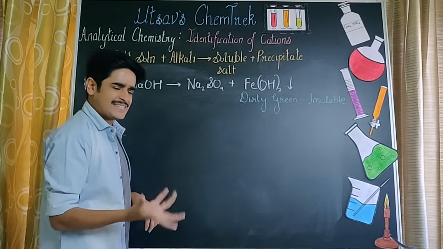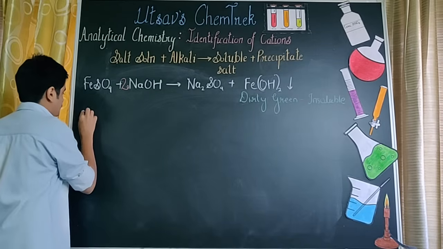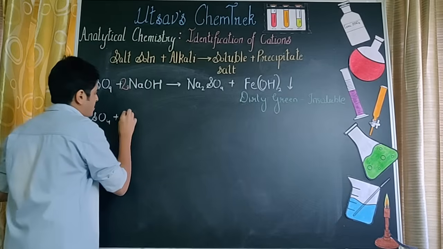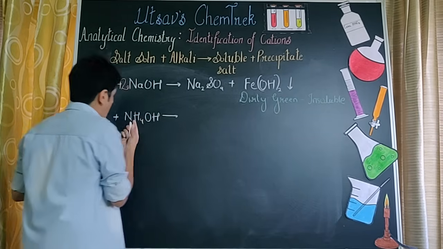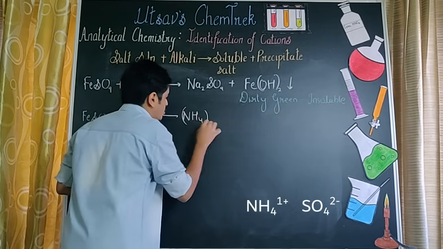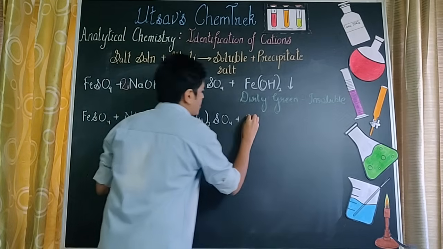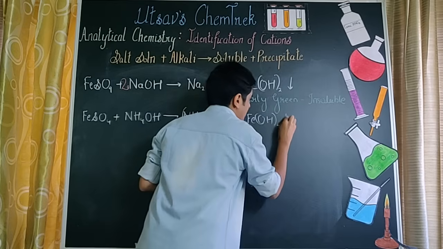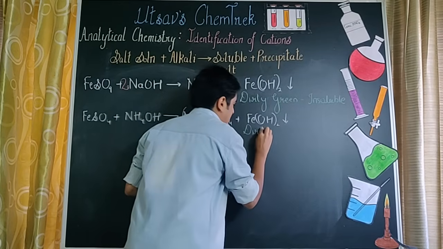I can do the exact same thing with ammonium hydroxide. So let's start with ferrous sulfate again. That's your FeSO4. Rather than using sodium hydroxide, I use ammonium hydroxide as NH4OH. Ammonium goes with sulfate, I get (NH4)2SO4. Fe again goes with OH, I get Fe(OH)2. The color remains exactly the same. The color is again going to be dirty green.